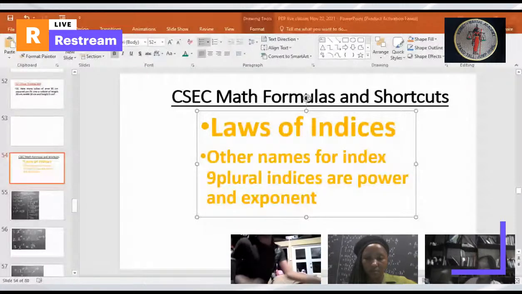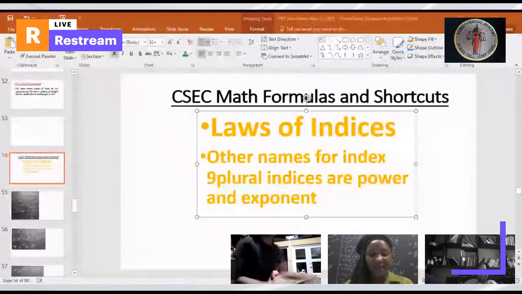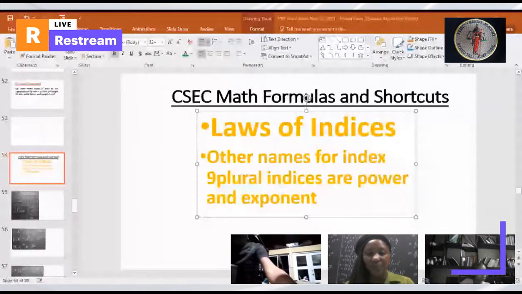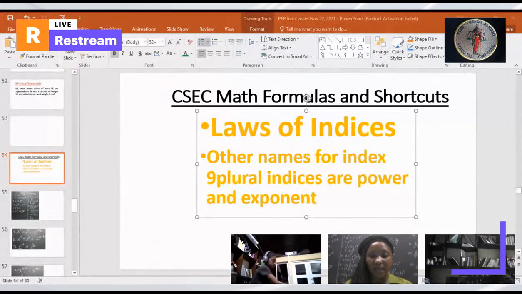Good night, scholars. Welcome back to another live CSEC math class. Tonight we're going to be looking at our formulas and shortcuts series, and our topic is laws of indices.